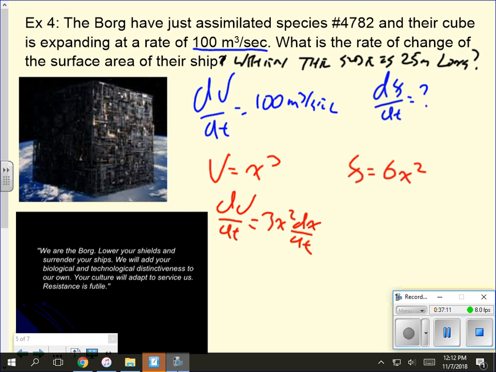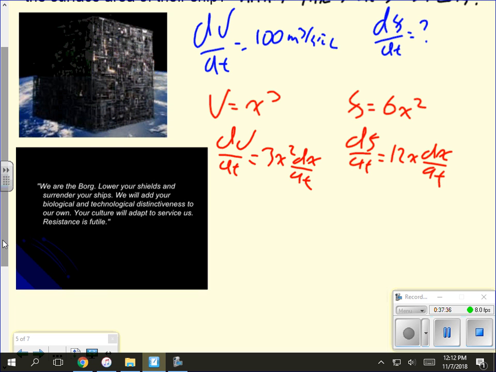I have the information to solve this for dx/dt. Then I take this equation, and I get ds/dt equals 12x dx/dt, and I plug in the dx/dt that I found here into that one to find ds/dt. That's what I have to do. It's the easy way to do it. Trust me, I've done it the hard way just to see if you can do it the hard way. You don't want to do it the hard way.